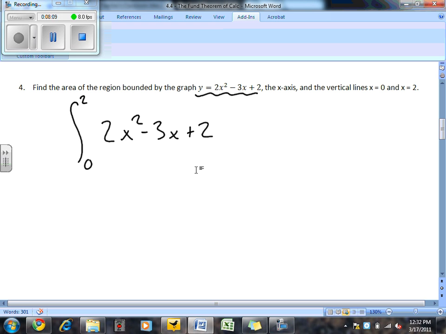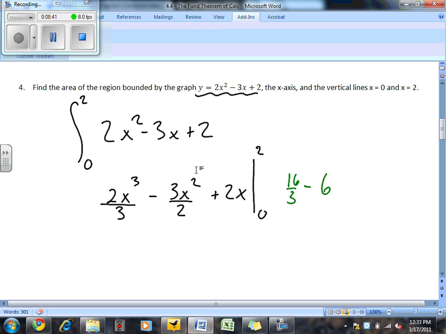Again, we add the power, divide by the new power, so 2x cubed divided by 3 minus 3x squared divided by 2 plus 2x. And we are going to evaluate that at 2 and 0. When we plug 2 in there, 2 cubed is 8 times 2 is 16. So I have 16 thirds minus 2 squared is 4 times 3 is 12 divided by 2 is 6. 16 thirds minus 6 plus 4.